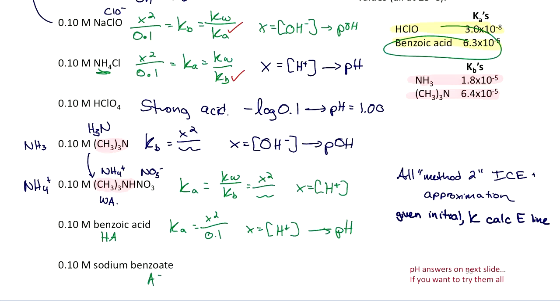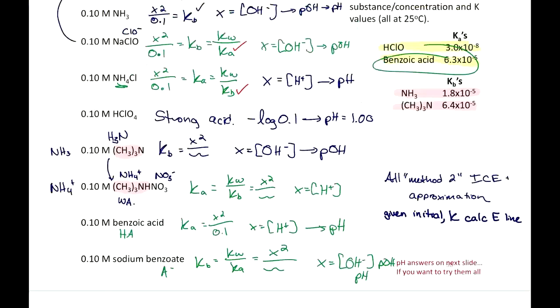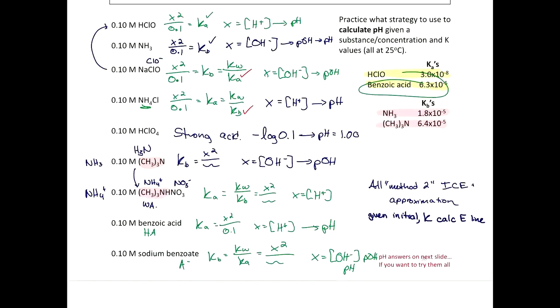Okay, so A minus is a what? Benzoate is a base, so we use Kb, but how do we get that? Kw over Ka, where x equals x squared over junk. X is equal to hydroxide concentration, then pOH, and then pH. All right, do we feel really smart? I hope so.